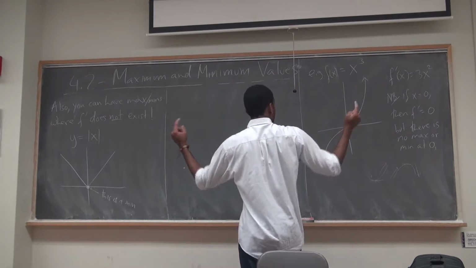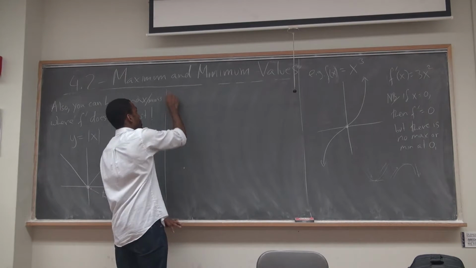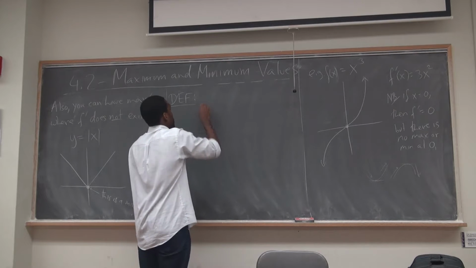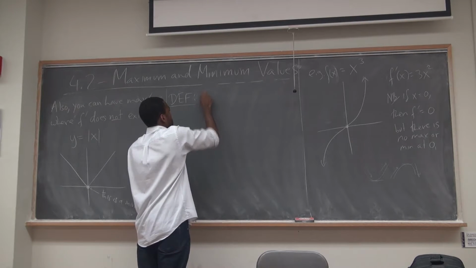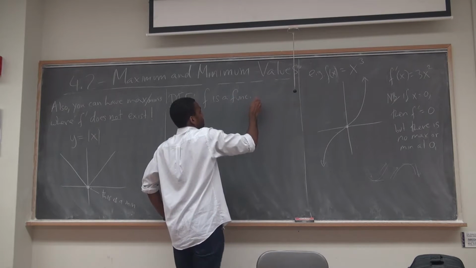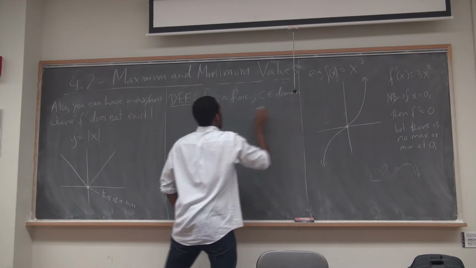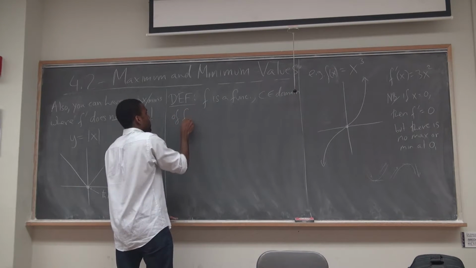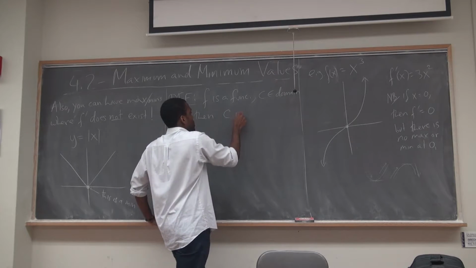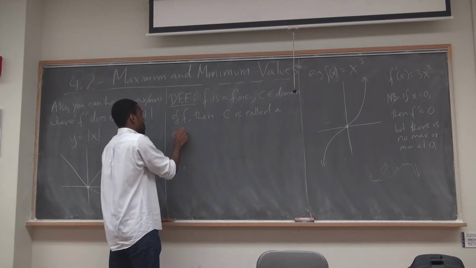Right, so because of these two examples, we come up with this other idea. So there's another idea here of what we call a critical number. If f is a function and c is in the domain of f, then c is called a critical number.